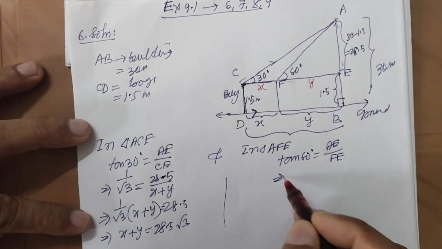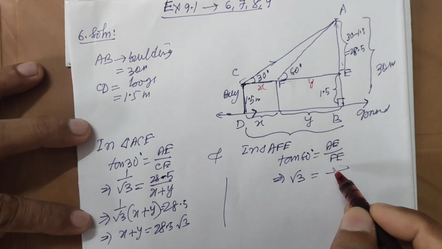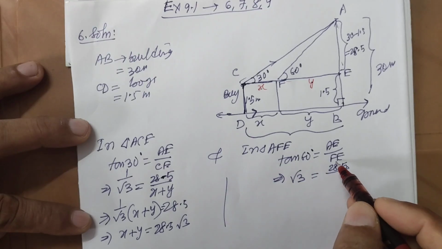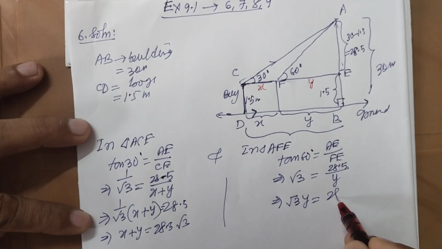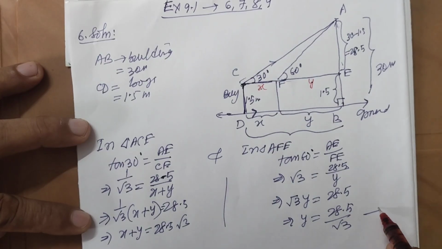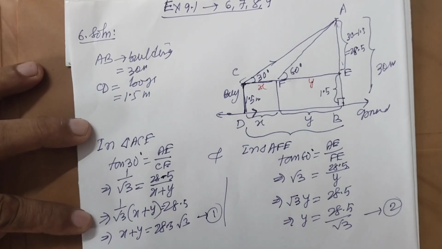Then from here, tan 60 is root 3, and AE is 28.5 by FE. We are taking it as y. Again cross multiply: root 3 y is equal to 28.5. So what will y be? y is 28.5 divided by root 3. You can mark this as equation 2, and this one as equation 1.